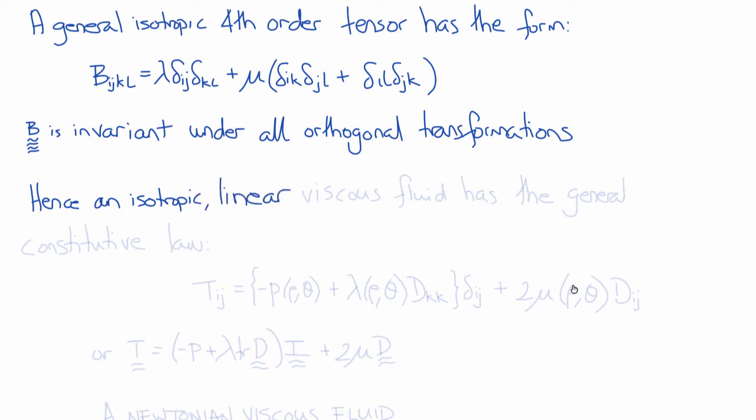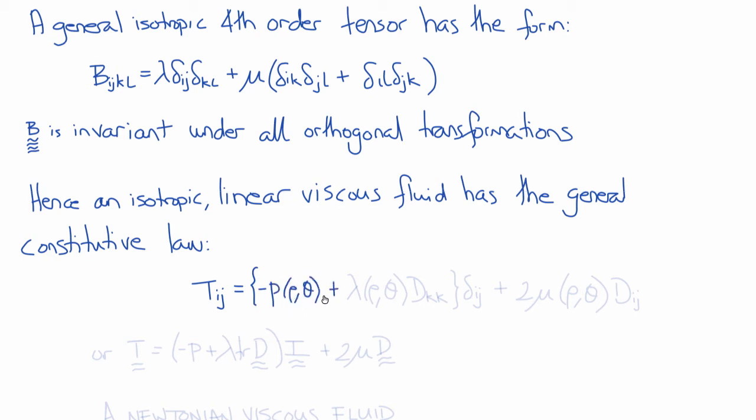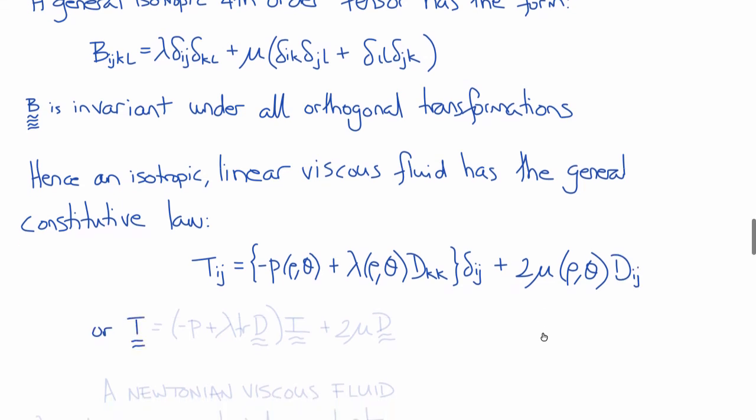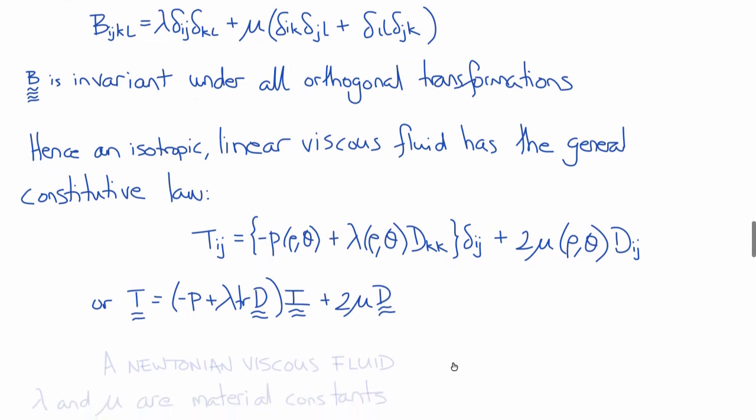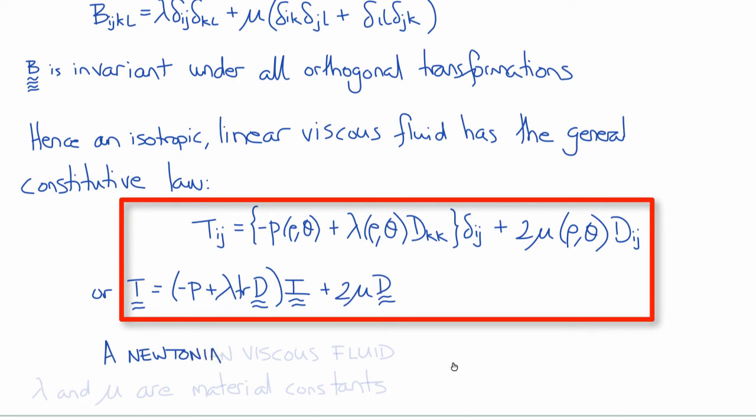Hence, going back to our constitutive equation, we can substitute this form of Bijkl into our constitutive equation for stress in a Newtonian viscous fluid and obtain the following equation. Tij is equal to minus P as a function of rho and theta, the temperature, plus lambda as a function of rho and theta times Dkk, the trace of the rate of deformation tensor, all times delta ij, plus 2 times mu, also a function of density and temperature, times Dij. Or writing this in direct notation, the stress tensor T is equal to minus P plus lambda times the trace of D, all times I, the identity tensor, plus 2 times mu times the rate of deformation tensor. This is the equation for a Newtonian viscous fluid.